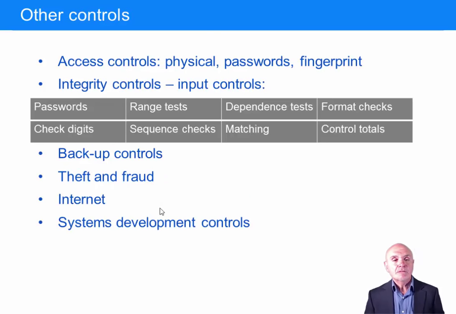Other controls, or a list of other controls that we've got here. Access controls, we've kind of talked about. It can be physical, an ordinary lock on the door. Passwords, maybe a keypad to get in by. Many of you may have phones now, or indeed laptop computers or iPads, which have got fingerprint recognition. Some systems have got iris or retina recognition as well.